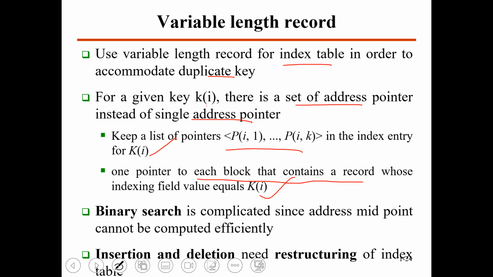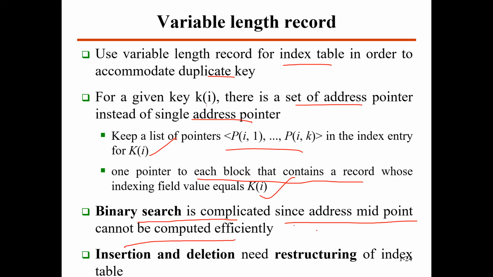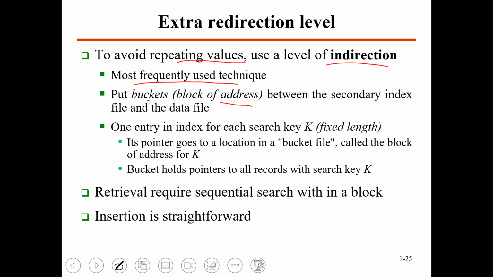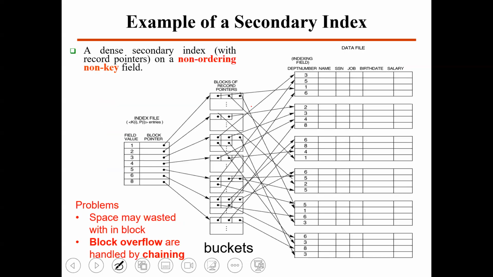Now here the binary search becomes complicated because the midpoint addresses cannot be computed efficiently, as there can be multiple values in the middle itself. Insertion and deletion need a reconstruction of the indexes. Now, extra redirection levels. To avoid repeating values, we use indirections. What does this mean? We use the most frequently used technique, called a bucket of block addresses, between the secondary index file.